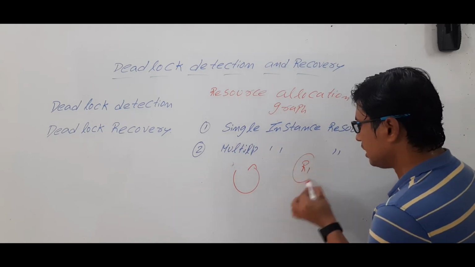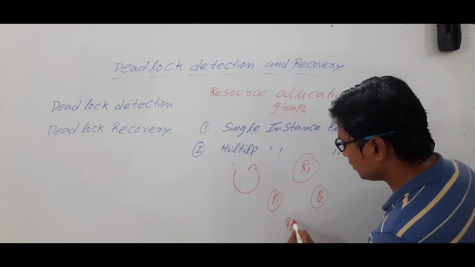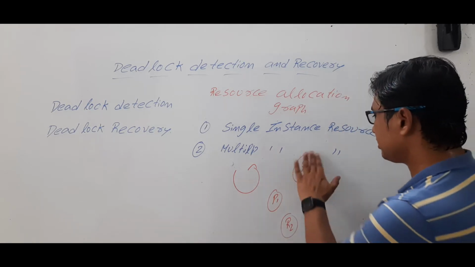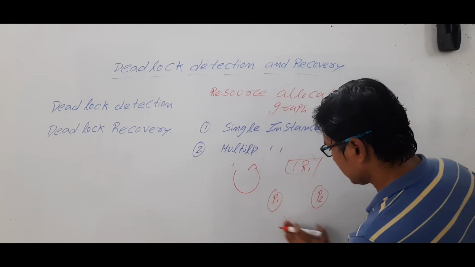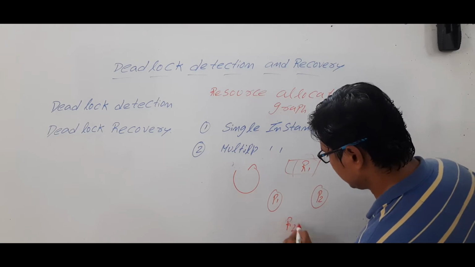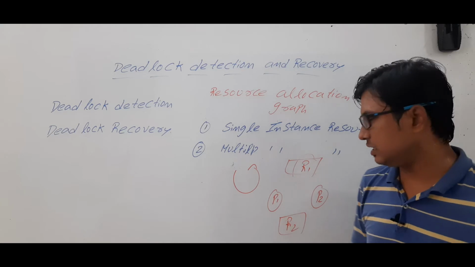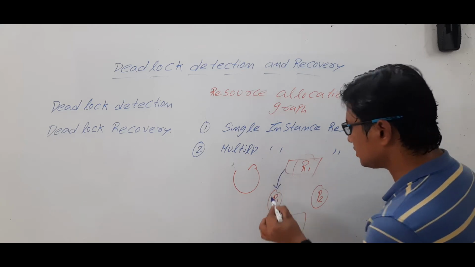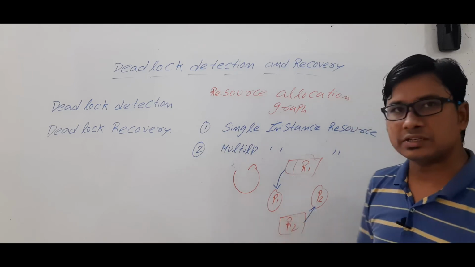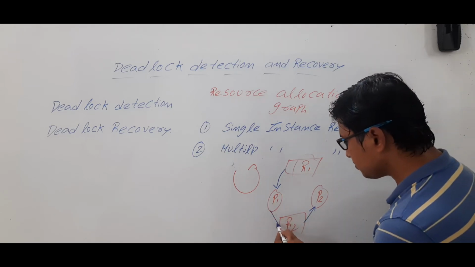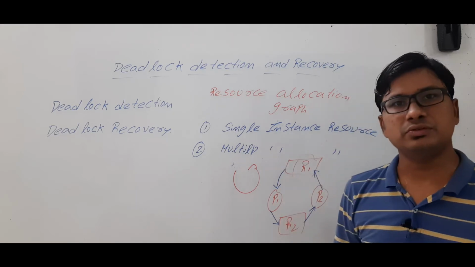You have a resource R1, you have a process P1, you have a process P2, and then you have a resource R2. Usually we will represent resource like this. Okay, let me represent the normal way. Now you have resource R1 and resource R2, both are single instance. Let's take that one instance of resource R1 is allocated to P1, one instance of resource R2 is allocated to the process P2. Now process P1 is requesting for resource R2, process P2 is requesting for resource R1.